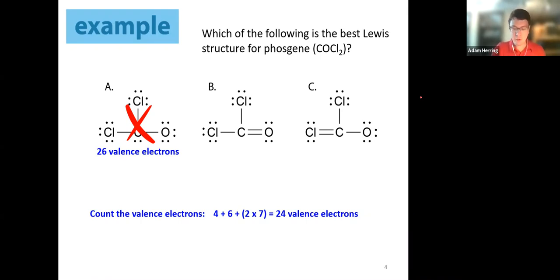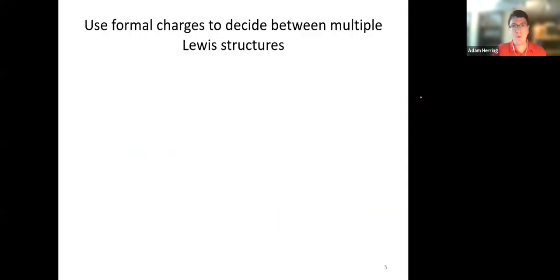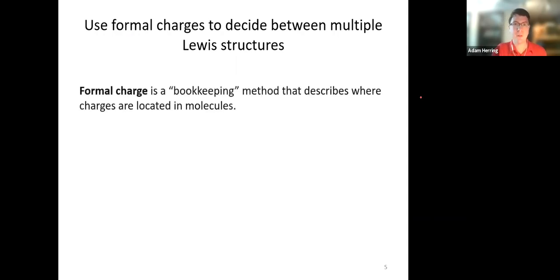But then how do we determine which is the best Lewis structure between B and C? They both have 24 valence electrons. They both have completed octets for their elements. So how do we tell? We're going to use formal charge to make the determination as to which Lewis structure is best. Formal charge is really just a bookkeeping method that describes where the charges are located in molecules.